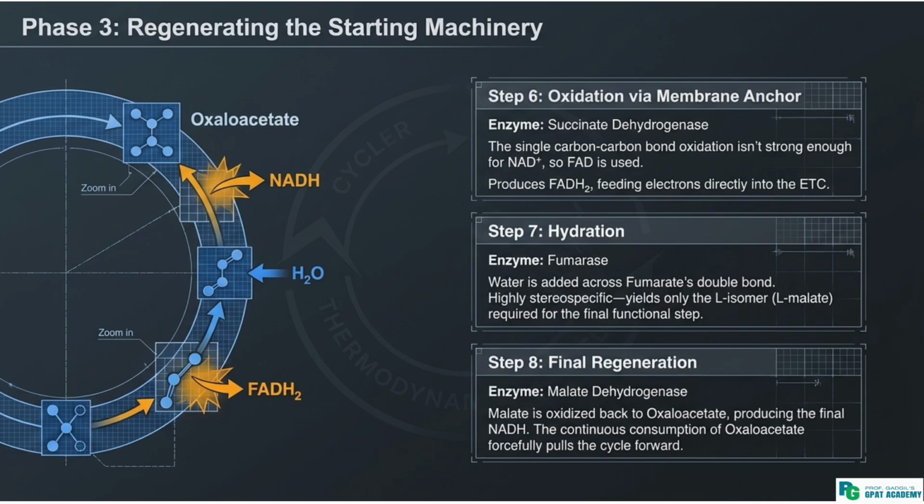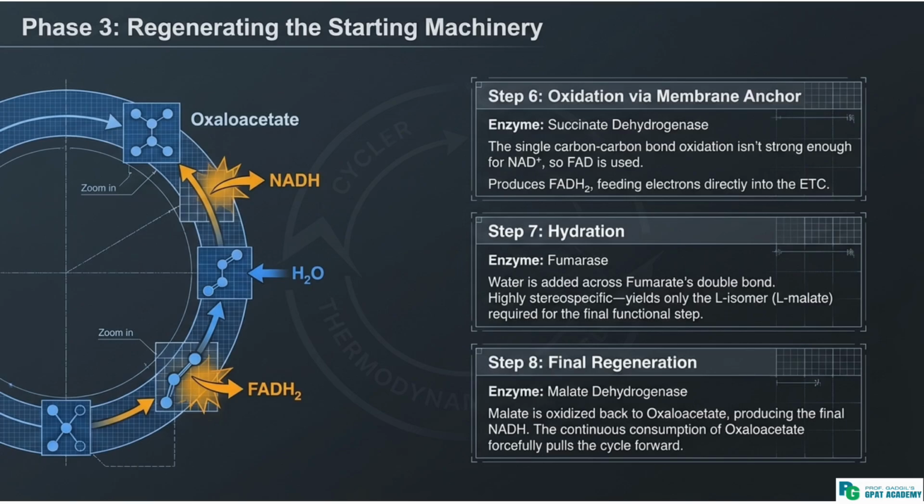Last step is the regeneration, that is, back to oxaloacetate. Enzyme is malate dehydrogenase. Reaction is malate is oxidized to oxaloacetate, and the third and the final NAD plus of the cycle is reduced to NADH. Why it matters? Oxaloacetate is now regenerated and ready to accept another acetyl CoA, closing the loop.